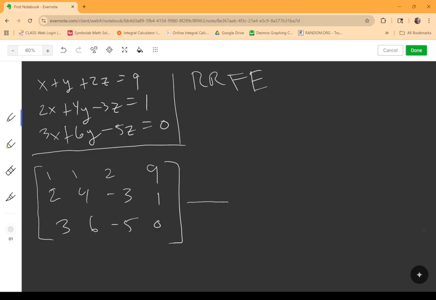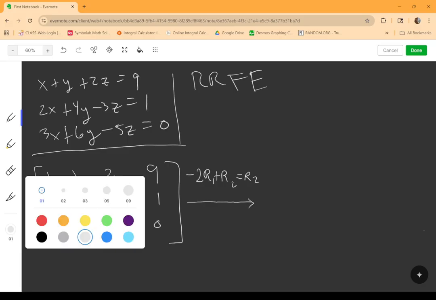I'm going to do 2 row operations at a time here for this first step, in the interest of saving a little bit of time. So the row operation I'm going to do is multiply -2 by R1 and add it to R2, and that's going to be my new R2. I'm going to write it here to the side just so you can see the operation that I'm doing.